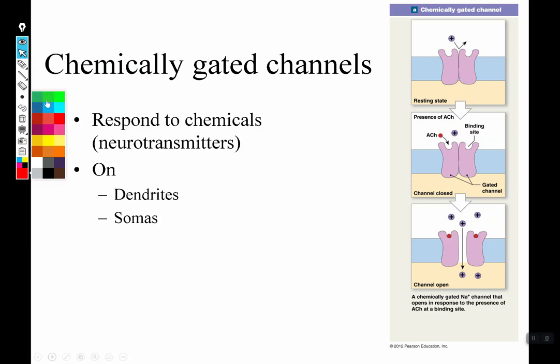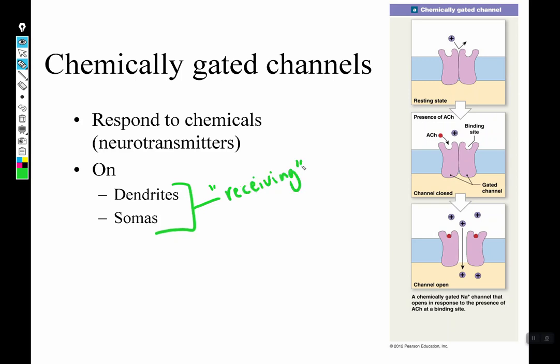It's also significant, before I move on, that these channels tend to be found on dendrites and neurosomata, which is the receiving end of a neuron. So the message is neurotransmitter, and when the neurotransmitter binds to receptors, which are often also chemically gated channels, that constitutes receipt of the message.